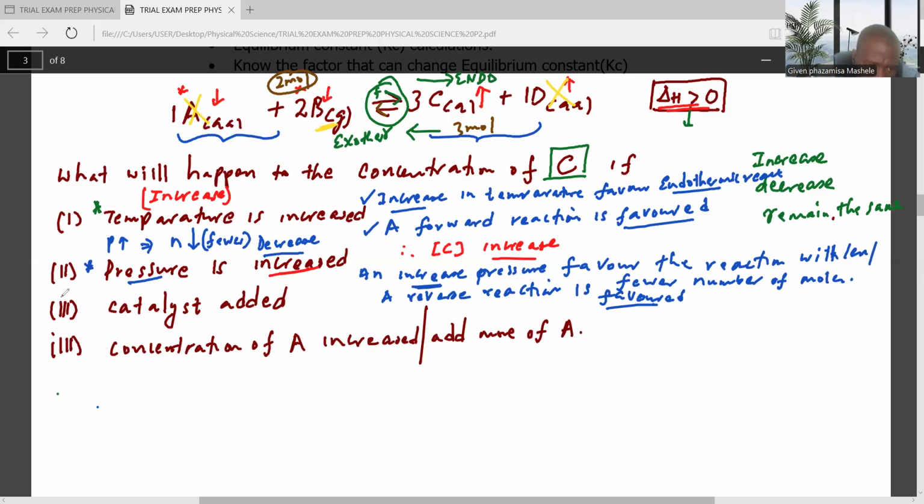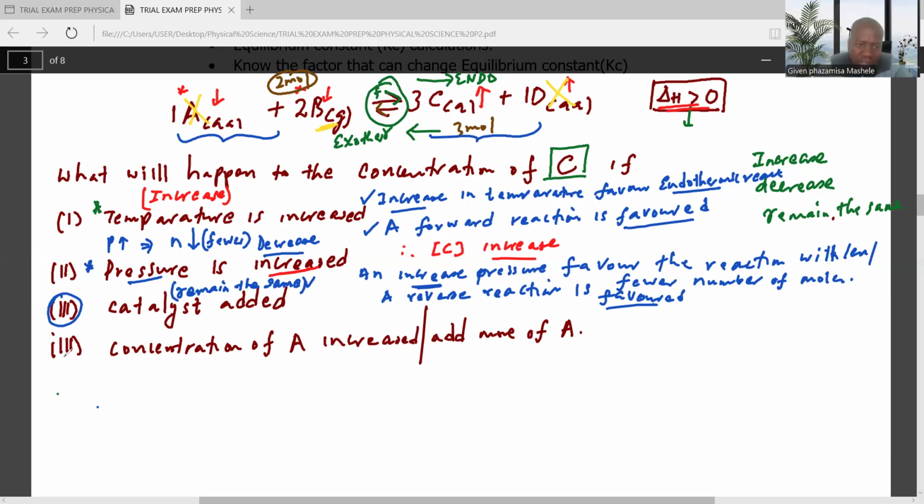Then how about number 3? Addition of a catalyst increases both the forward and the reverse. It does not affect chemical equilibrium, so the answer here remains the same. It will have no effect on C because it increases both the forward and the reverse. So there will be no effect there. Okay, so the answer remains the same.